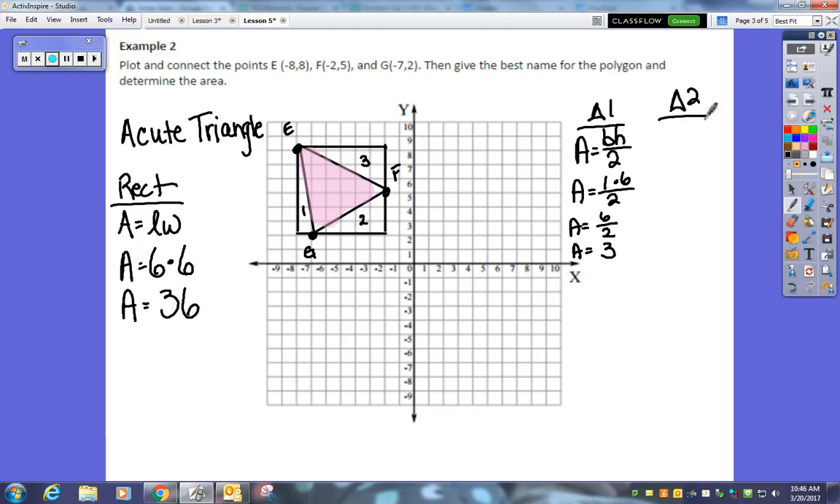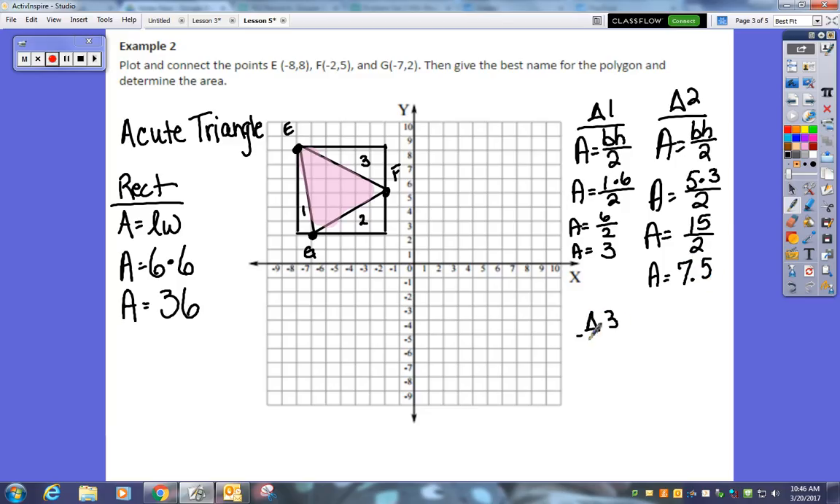For triangle 2, base times height divided by 2. Again, it doesn't really matter which is your base, which is your height. Depends on which way you're looking at it. So our base here would be 1, 2, 3, 4, 5. And our height is 1, 2, 3. 5 times 3 is 15, which we would then need to divide by 2, which gives us 7.5.